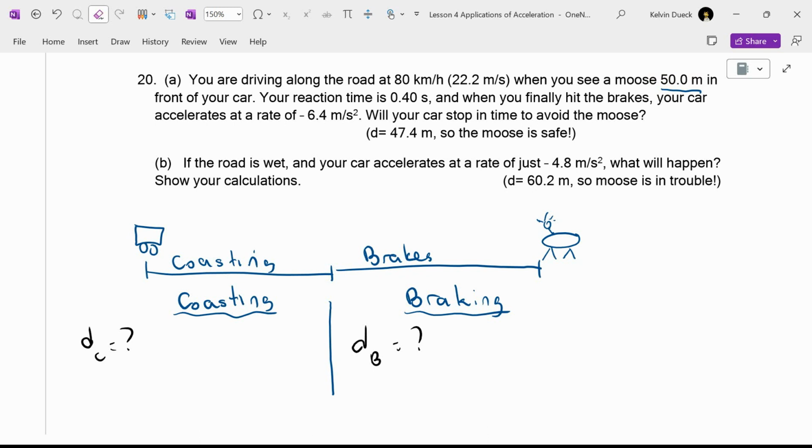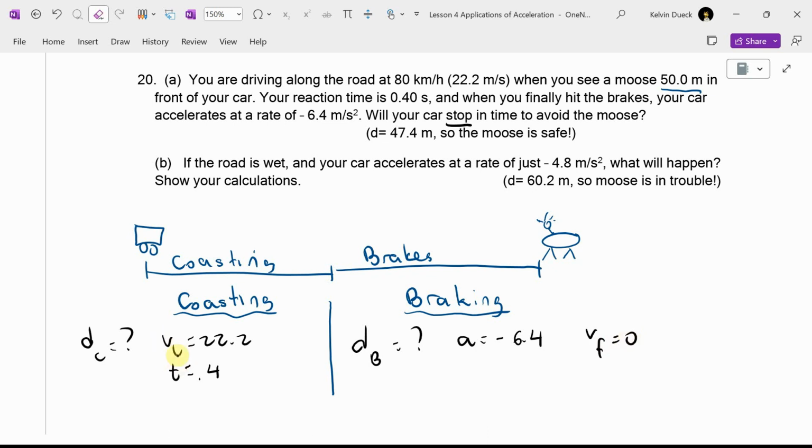I'm going to go through the question and list data, whether I think it's before I hit the brakes while coasting or after I hit the brakes. That 22.2, I'm pretty sure that's a VI right here. Reaction time, this is before I hit the brakes, so T is 0.4. I decelerate at negative 6.4, that's after I hit the brakes. And it does say the word stop, so I know VF is 0.